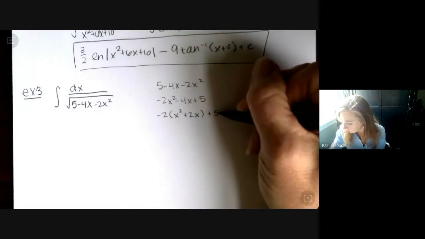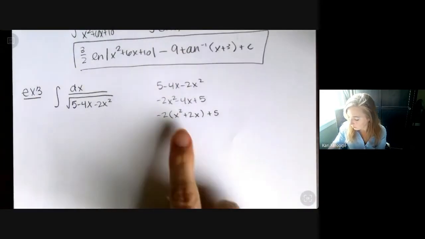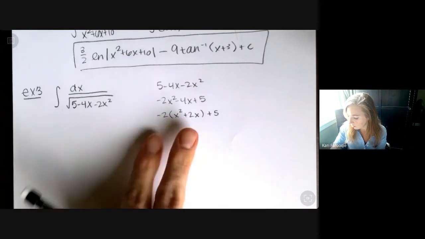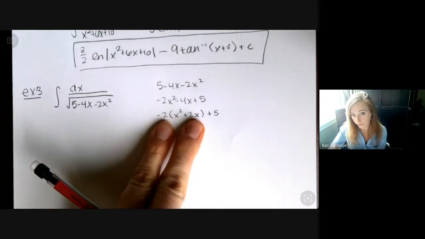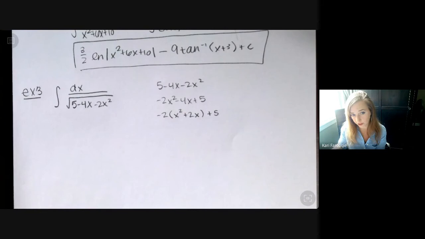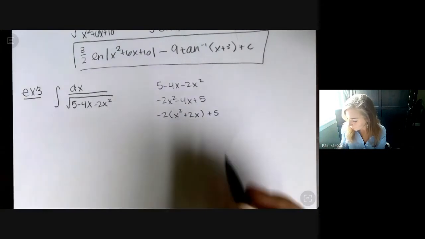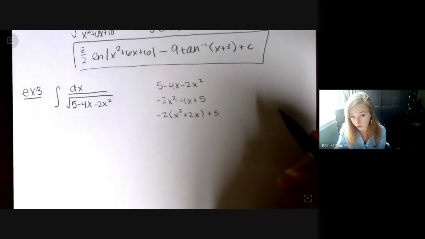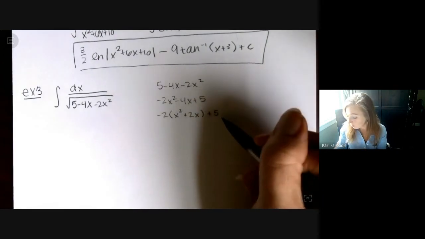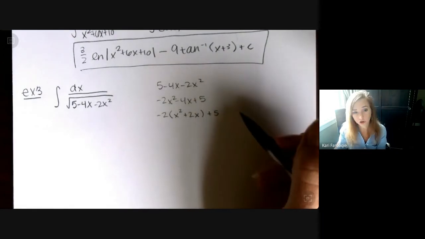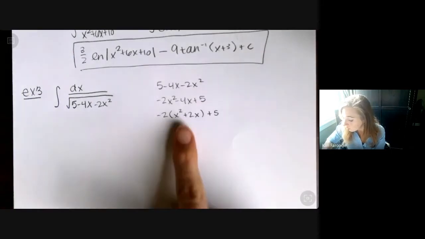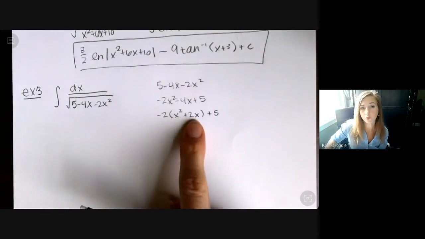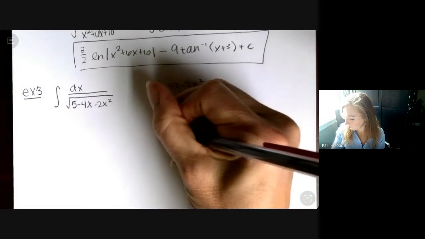Your 5 is going to come straight down. We're not factoring anything out of it. Negative 2x squared and then minus 4x. That one's good for right now. Okay, so we have this going on. The 5 is not going to change at all. We haven't factored anything out of it. Remember, your constant term you're going to leave for a second. What we're going to do now is complete the square inside the parentheses.